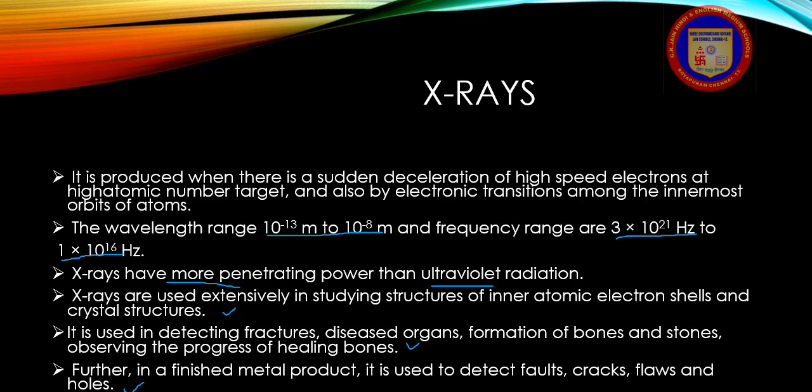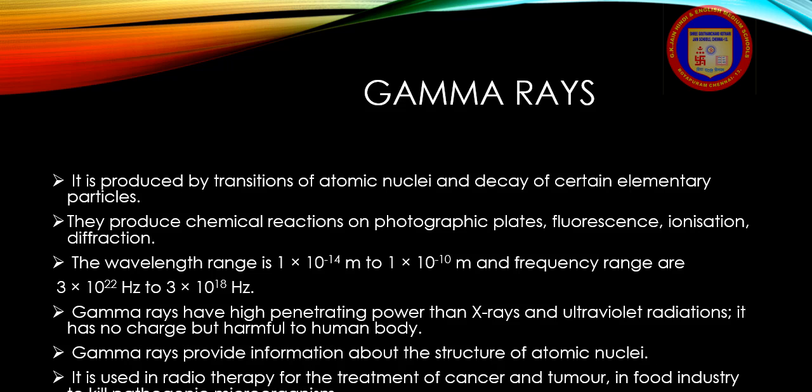Next is gamma rays. It is produced by transition of atomic nuclei and decay of certain elementary particles. They produce chemical reaction on photographic plates, fluorescence, ionization, diffraction. The wavelength ranges 1 into 10 power minus 14 meter to 1 into 10 power minus 10 meter. And frequency range are 3 into 10 power 22 Hz to 3 into 10 power 18 Hz.